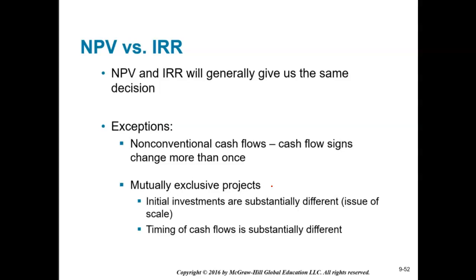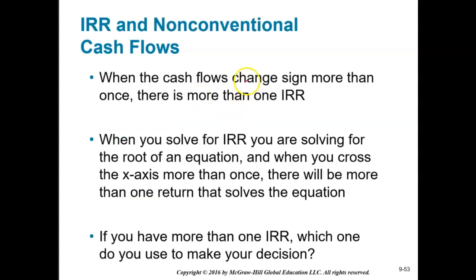Okay, so now let's talk about IRR and non-conventional cash flows. That means if cash flow signs change, what is the problem which IRR has? So when the cash flows change sign more than once, there is more than one IRR. So what happens is, if your non-conventional cash flows are having more than two sign changes, then you will get two IRRs. Okay, so that is the problem.